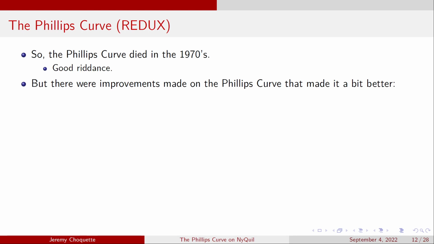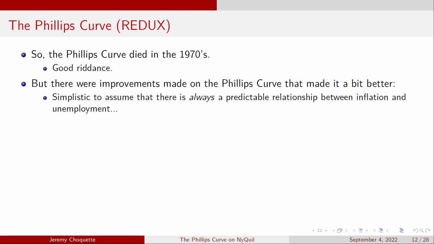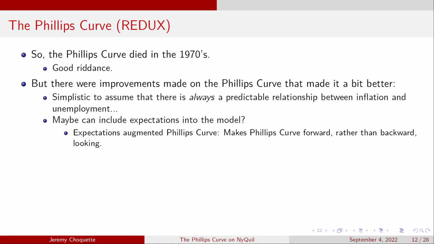But leave it to economists to take something that's dead and go, how can we revive it? How can we beat a dead horse back to life? They took the Phillips curve and made improvements on it to try to make it a little bit better, because it was pretty simplistic to assume that there was always this predictable relationship between inflation and unemployment. So could we maybe include expectations into the model?